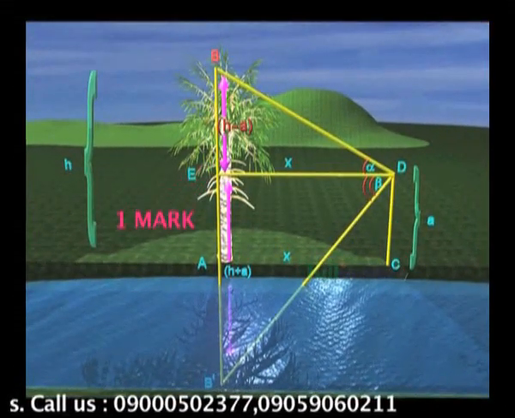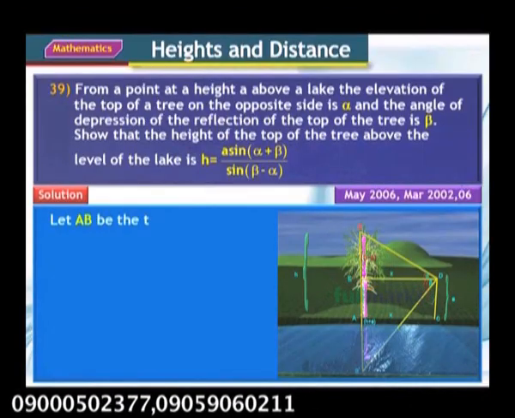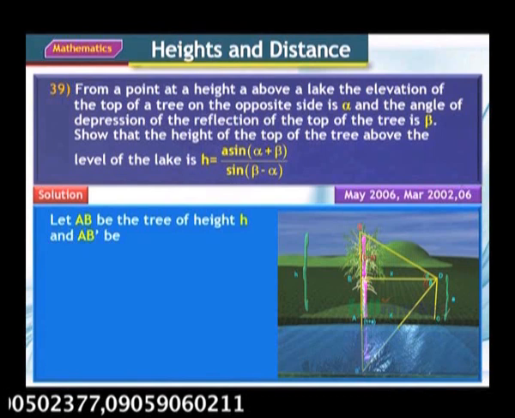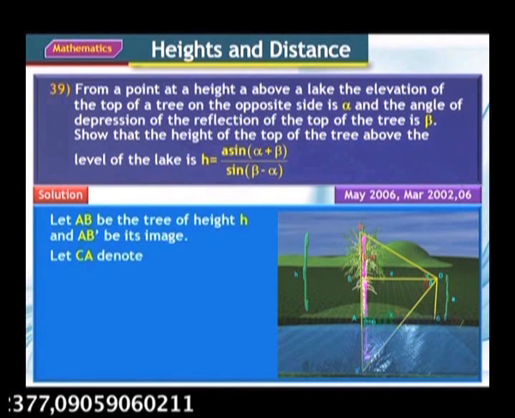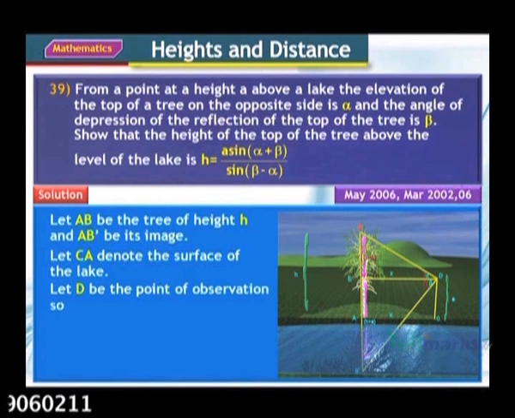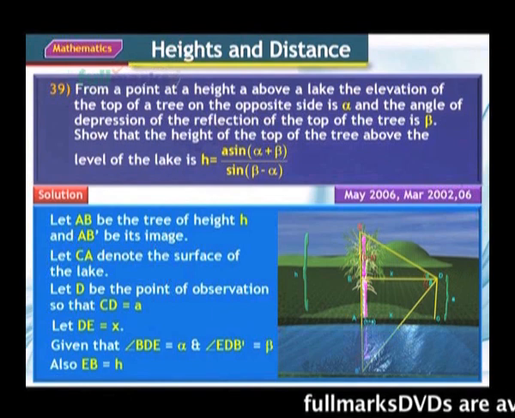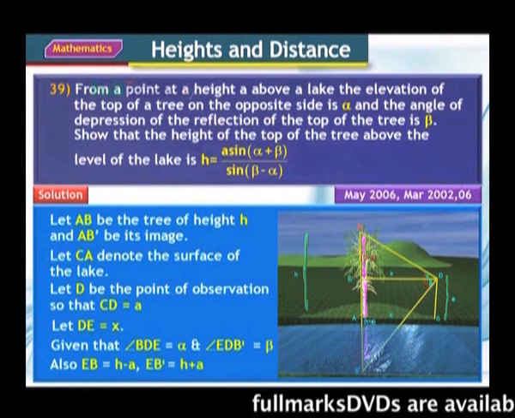Now the diagram is 1 mark, and the description you will get 1 mark. What is the description? Let AB be the tree of height h and AB dash be its image. Let CA denote the surface of the lake and D be the point of observation, so that CD is small a and DE is equal to x. Given that angle BDE is alpha, and angle EDB dash is beta. Also EB is h minus a and EB dash is h plus a.